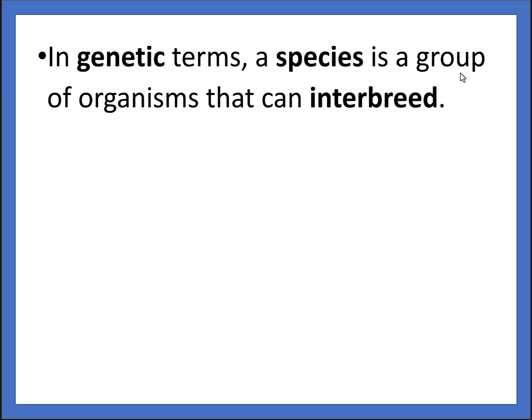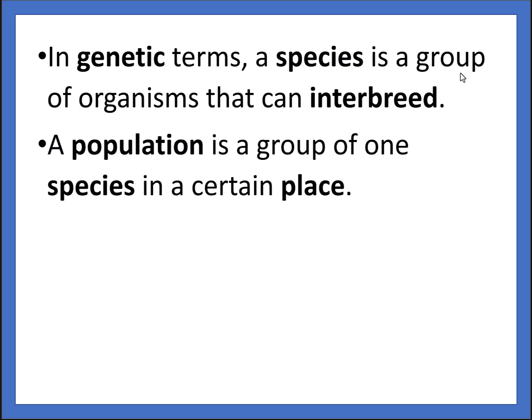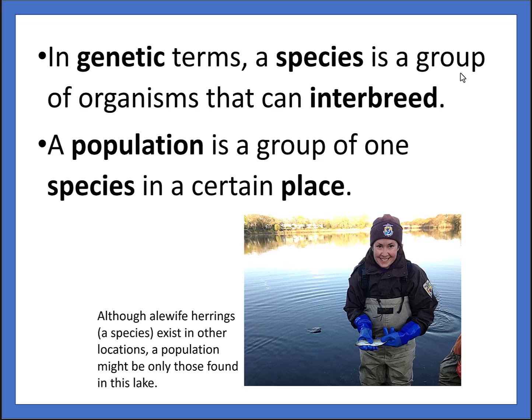A species is a group of organisms that can interbreed and do that successfully and create offspring. A population, however, is a group of one species in a certain place. So as you can see here, although alewife herrings are a species, they can exist in many locations, but a population might only be those found in that particular lake in this picture. So a population is a portion of a full species.